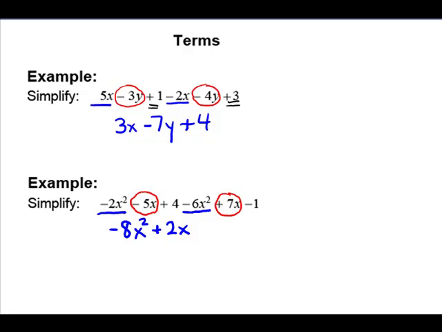And last, we'll do our constants. These are different signs. So we're going to subtract. 4 minus 1 is 3. And sign of the larger. So sign from the 4.